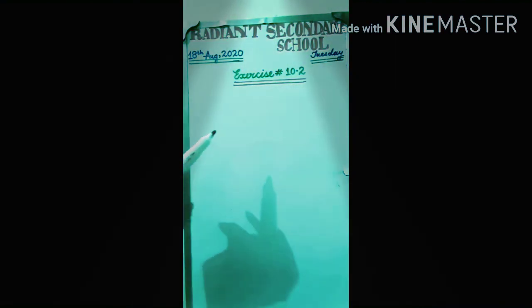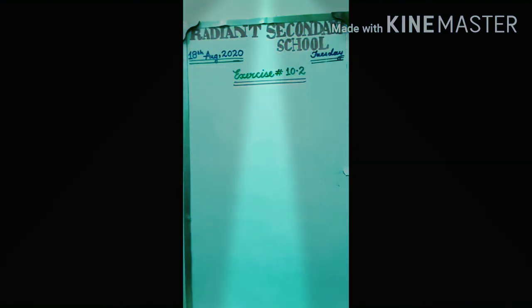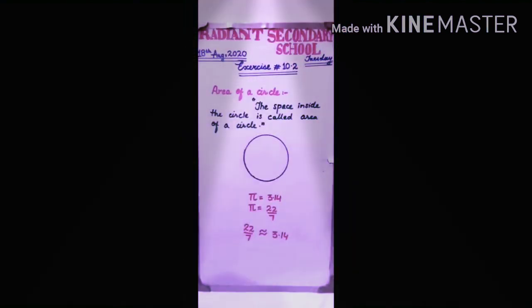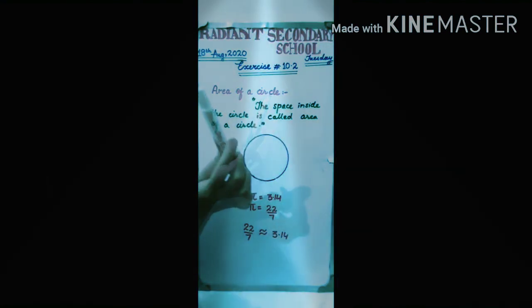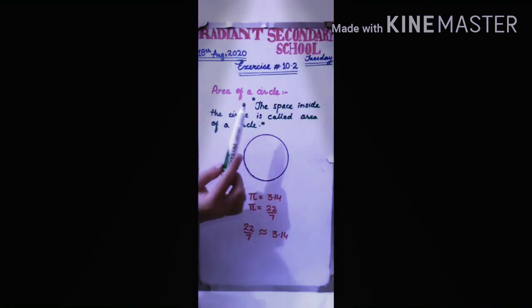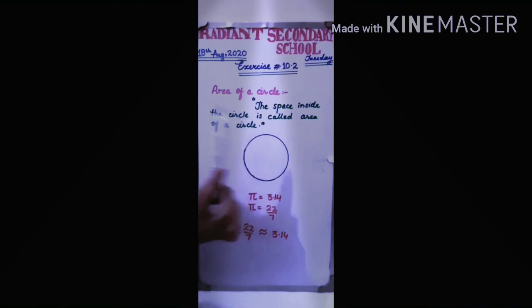Today we have to start exercise 10.2. Okay class, before starting 10.2 we have to recall some things which we have taken from the previous lecture as well. First thing we have to recall is area of a circle. What is area of a circle? The space inside the circle is called area of a circle.